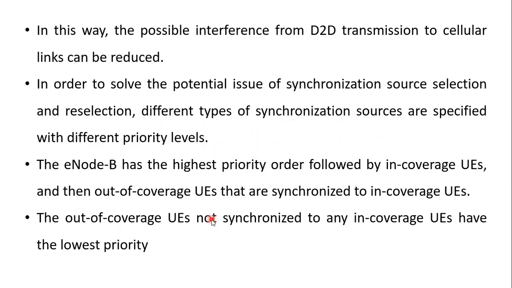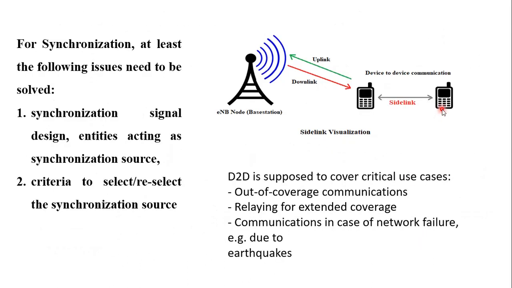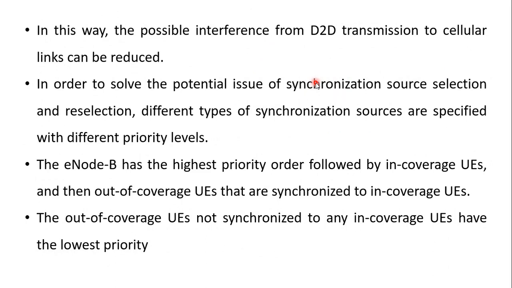The out of coverage user interface not synchronized to any in coverage UE has the lowest priority. Okay. So suppose these are two devices, and this device is also not synced with the base station. Then these two will have the lowest priority. So first priority is given to the device which is in connection with the base station, and second priority is given to the device which is in sync with the device which is connected to the base station. Okay. So I hope everyone has understood this.